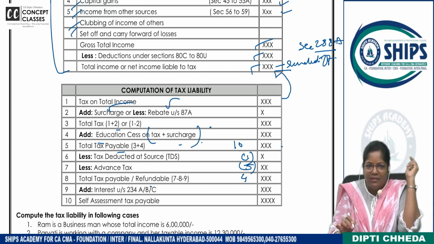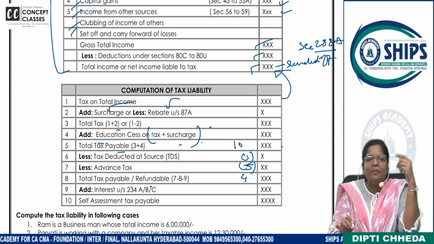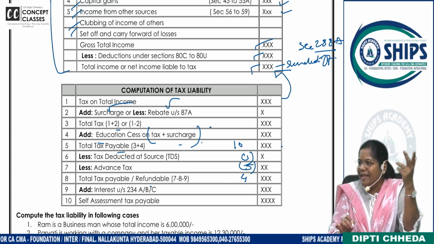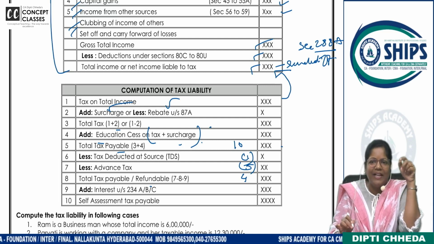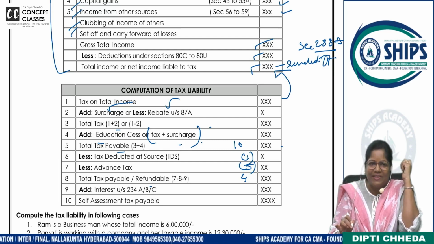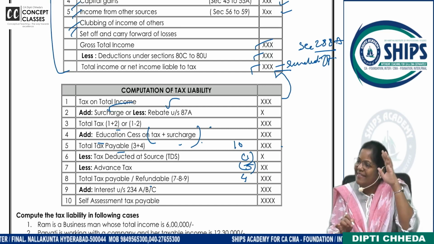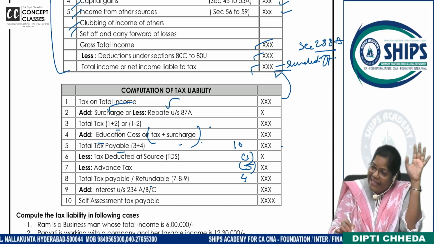In the exam, figures will be in crores because you are allowed to use a calculator. We are not in crores. We are in C for concepts. We are taking 10 rupees, 2 rupees, okay? Is it clear or not?